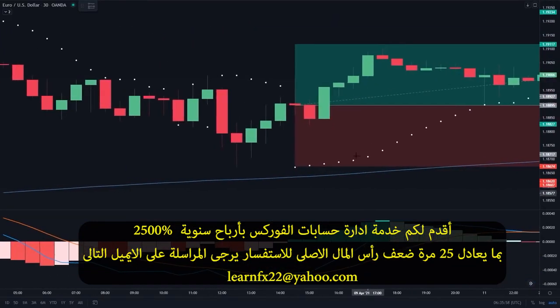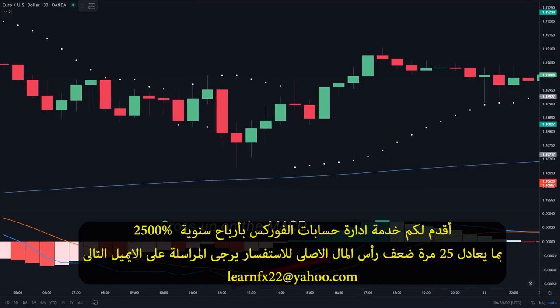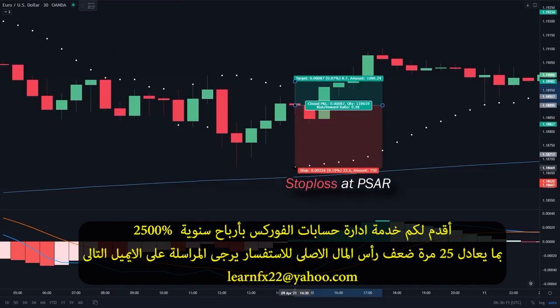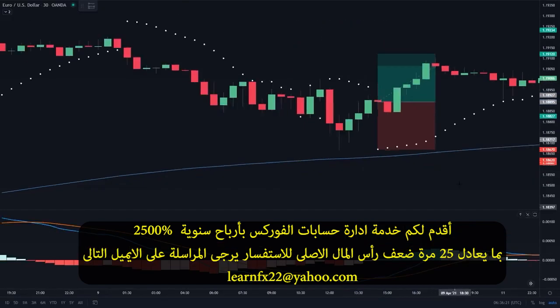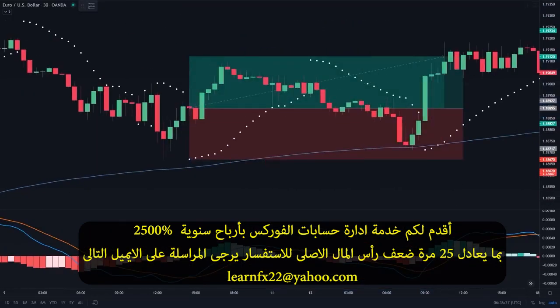Next, we spotted another long entry right here. We have a cross up on the MACD while the parabolic SAR is below the candle. So again, place your stop loss at the parabolic SAR and profit target at 1-to-1 risk ratio. And so this one ends up hitting this candle right here. Now let's get into some short examples.